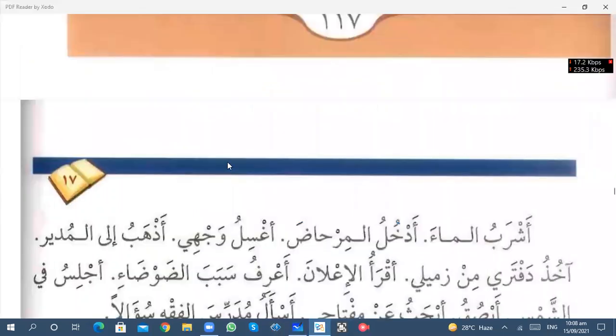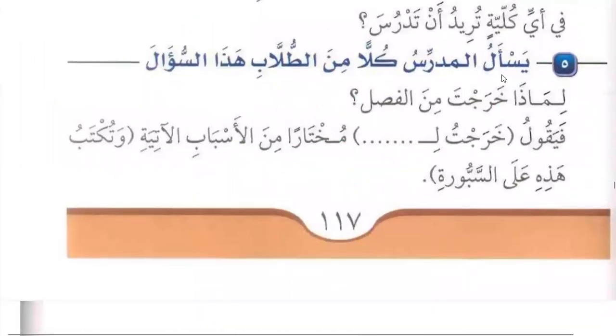بسم الله الرحمن الرحيم. Last time we stopped on this question, question number 5. The teacher should ask each student this question: لماذا خرجت من الفصل? Why did you go out from the class?